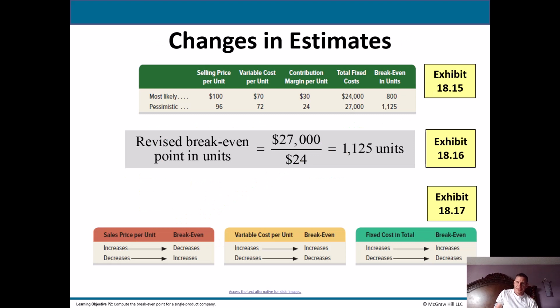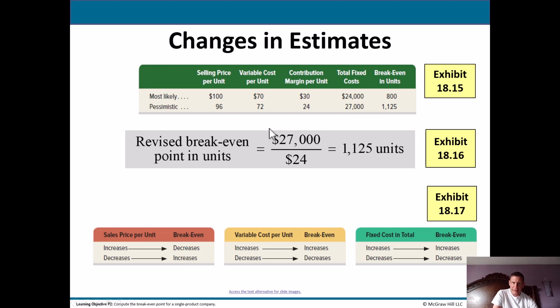Now, what if estimates change? Obviously, in business that can happen, right? If you look, there are some things that we could change here. We've got selling price per unit, variable cost per unit, contribution margin per unit, total fixed costs, and break-even in units. So we've got most likely for each, and we have pessimistic. What if we were to revise these and use the pessimistic numbers instead?